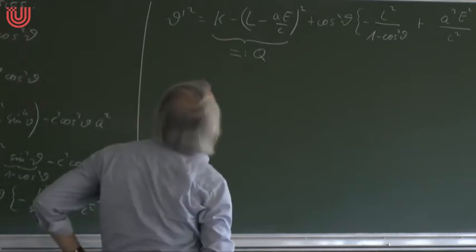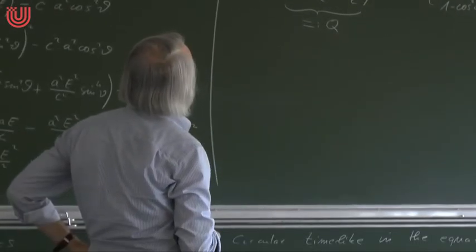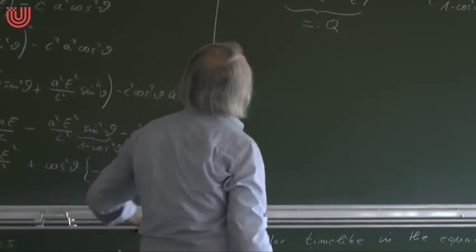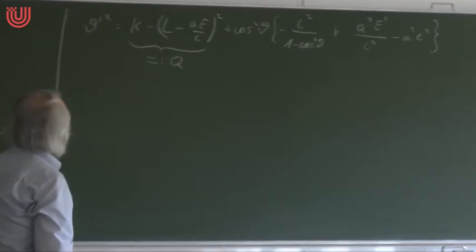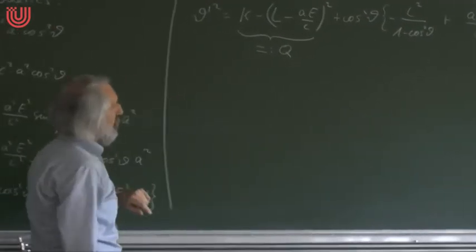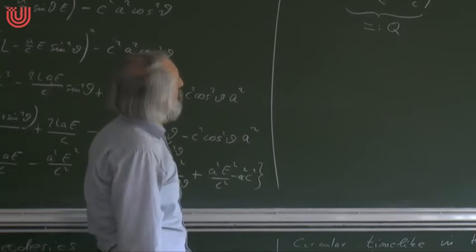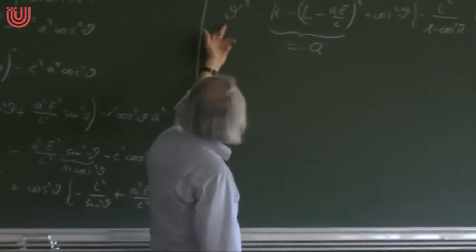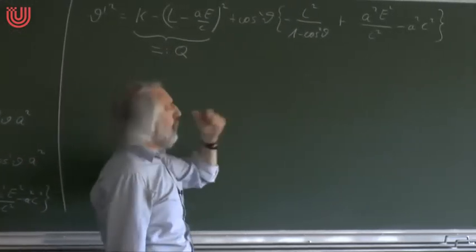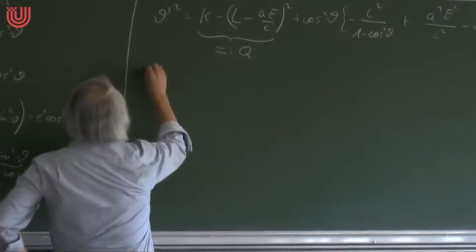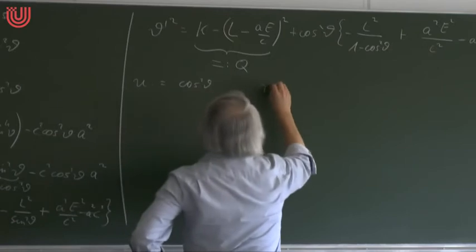Or maybe, as a preparation for the discussion, I should write this in a slightly different way. You see, the right-hand side depends only on cosine squared of theta. So one could view this as a kind of effective potential in terms of the variable cosine squared of theta. So for this reason, it would be convenient to have on the left-hand side not the derivative of theta, but the derivative of cosine squared of theta. Let me substitute this. Let me write u is the cosine squared of theta. And then I have u prime.